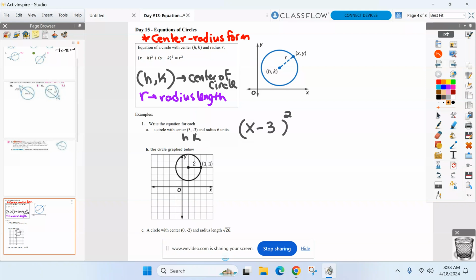Everyone all right? I just plugged the h value in. All right, I need your help with a little mathematics here now. Plus, what's going to go in the other parenthesis? Y. Now take a look. It's minus k. So if I go y minus a negative 3, what are you going to see in the parenthesis?